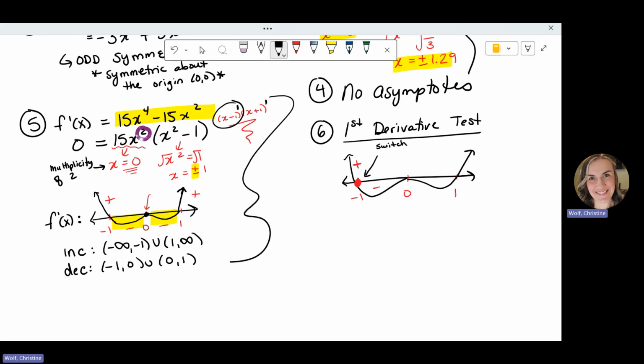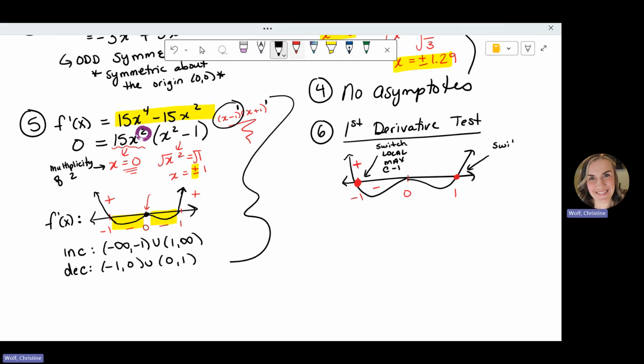Whenever we switch from a positive to a negative on the first derivative sketch, that is defined as a local max. So I know I'm going to have a local max at -1 on my true real graph. Okay. And then I have a switch right here again.